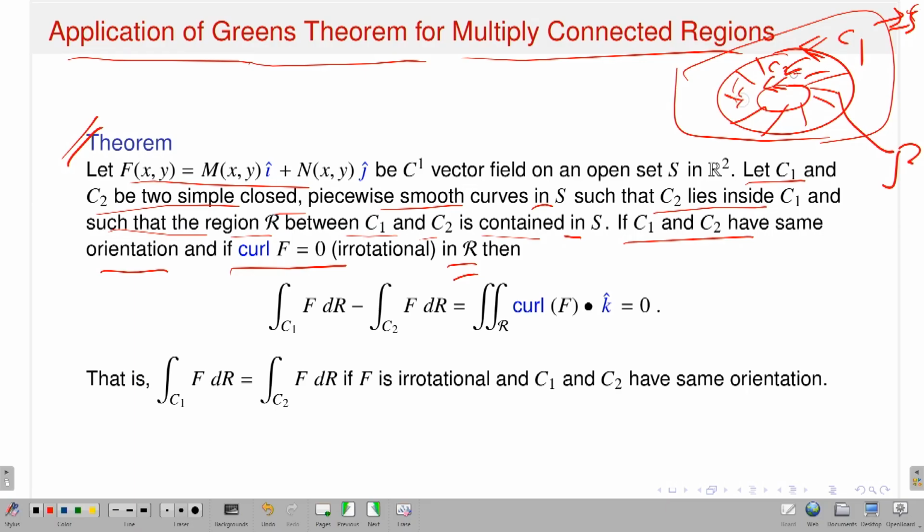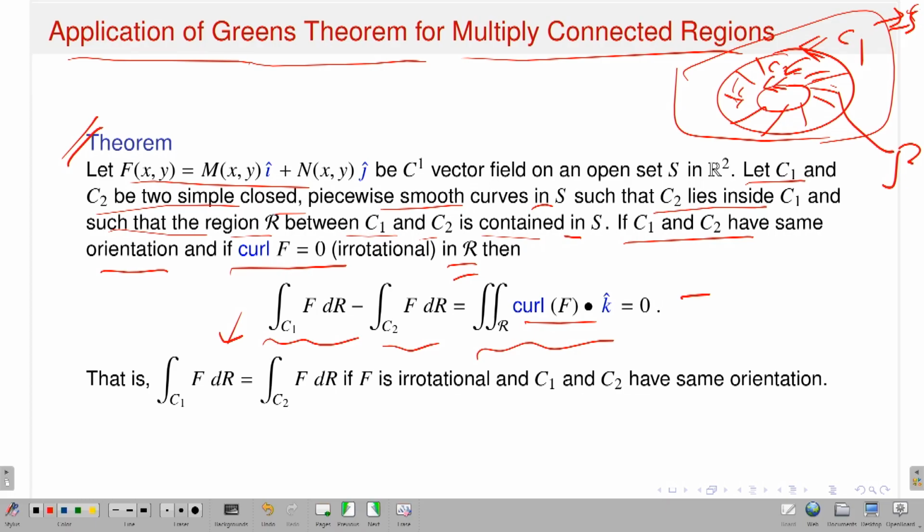So, if I start with a vector field which is irrotational, that means curl of F is 0 in my region R, which is nothing but the annular region bounded by C1 and C2, then the vector line integral of capital F over C1 minus the vector line integral of capital F over C2 is exactly equal to the double integral of curl of F dot k cap, but curl of F is 0. So, this is exactly equal to 0. So, what it gives is that the vector line integral of F over C1 is exactly equal to the vector line integral of F over C2.